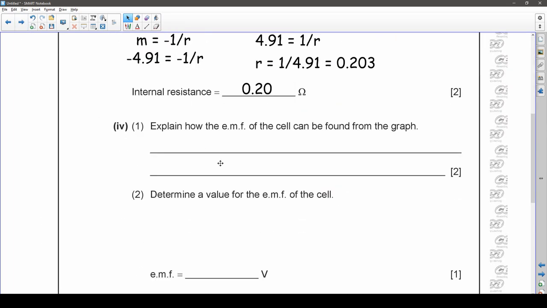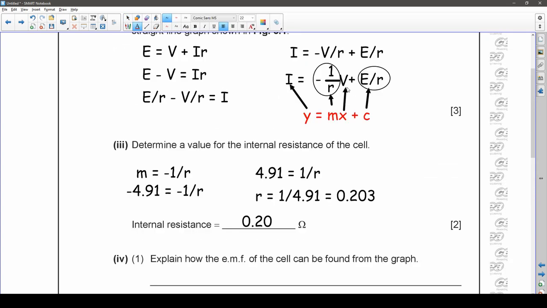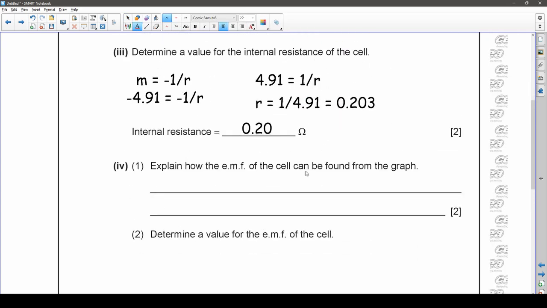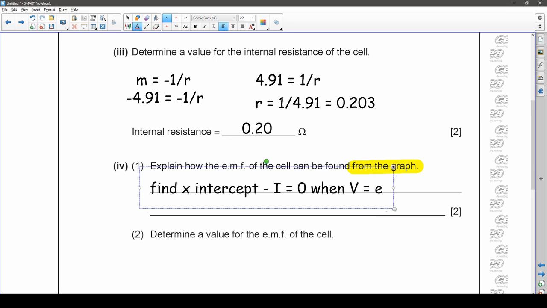Okay, so in this case, rather than go through, find the y-intercept and use E over R to find that, what we actually have to do is, how can it be found from the graph? This is the key bit here. How would you use your graph to do this? We have to say, find the x-intercept, because I equals 0 when V equals the EMF. Right? And that is that.